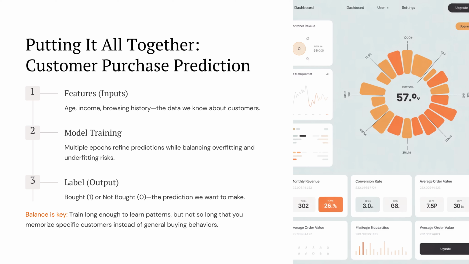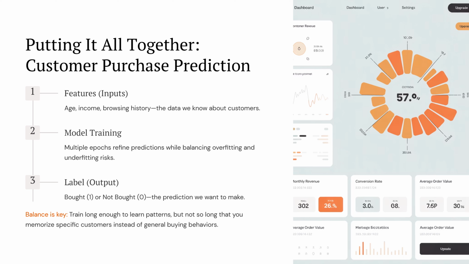Now let us put everything together with a real world example: predicting customer purchases. First, we look at the features, things we already know about a customer like age, income and browsing history. Next comes model training. The model goes through multiple epochs, learning patterns while avoiding the traps of overfitting and underfitting. Finally, we predict the label. Will the customer buy the product?